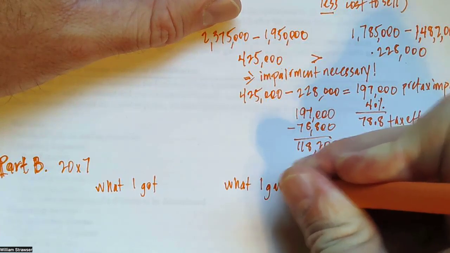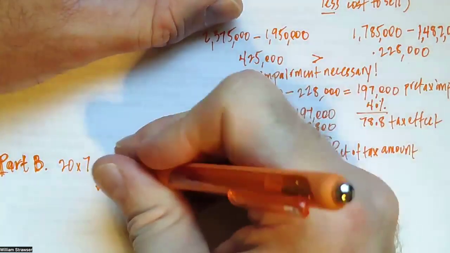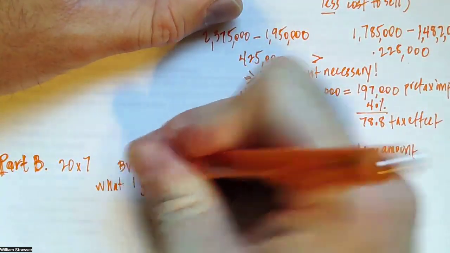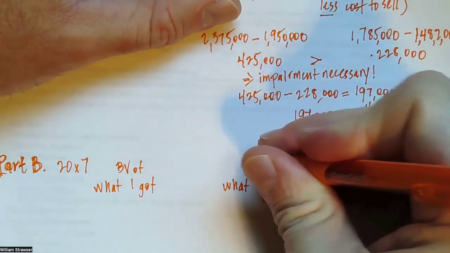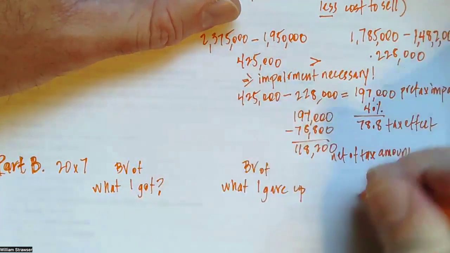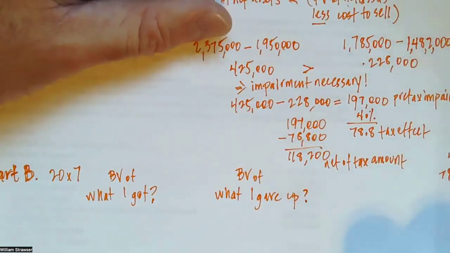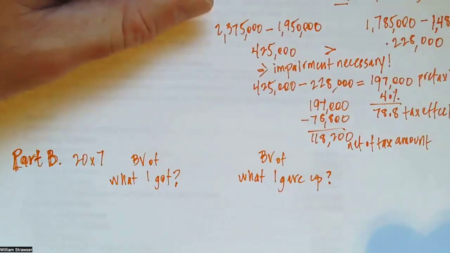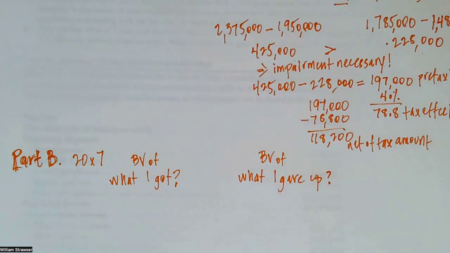And in this case, really what we're talking about is what is the book value of what I got and what is the book value of what I gave up. Because a gain or a loss is all about the inequality that occurs when assets are brought onto the balance sheet and assets are taken off of the balance sheet. It could be the inequality when liabilities are brought onto the balance sheet and liabilities are taken off of the balance sheet. Okay, but it's just basically we're exchanging two values.